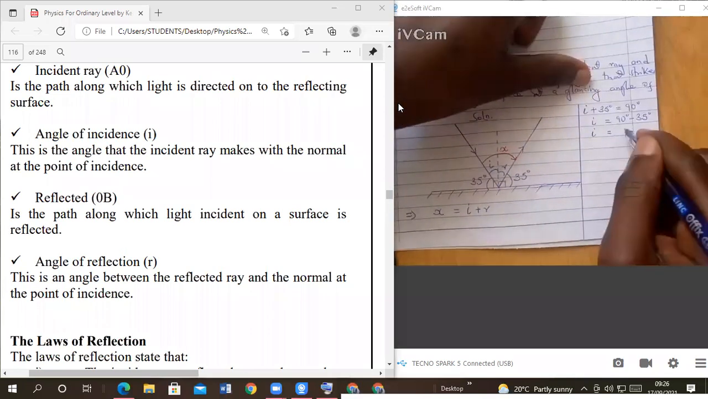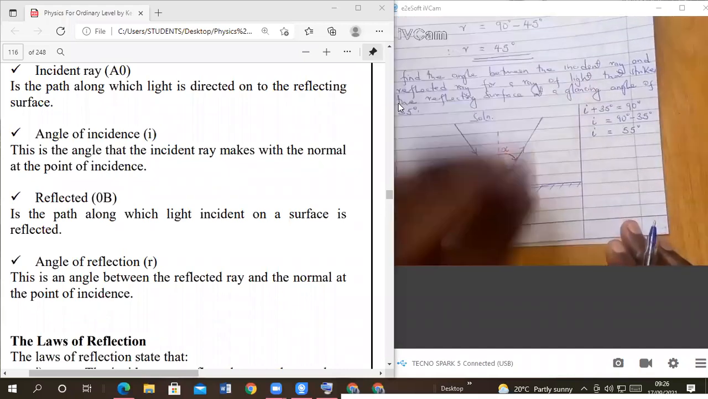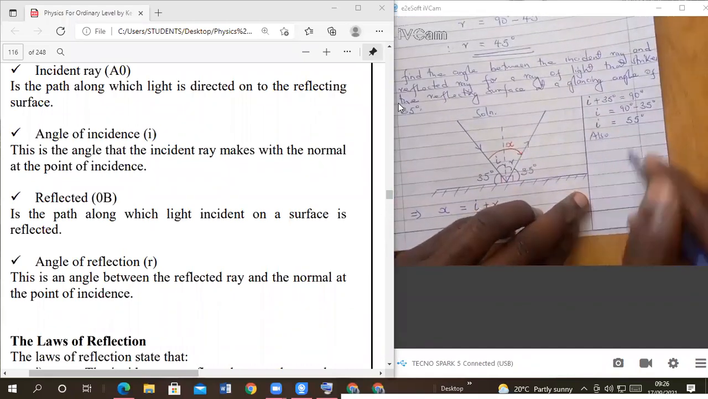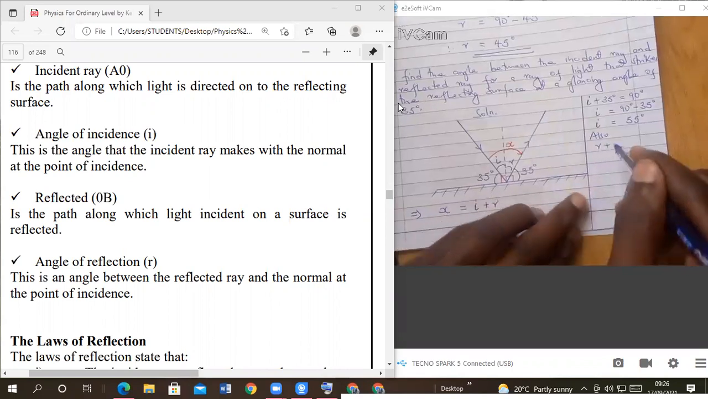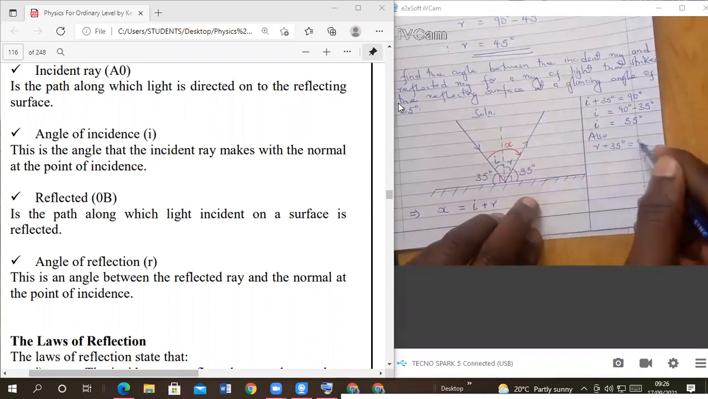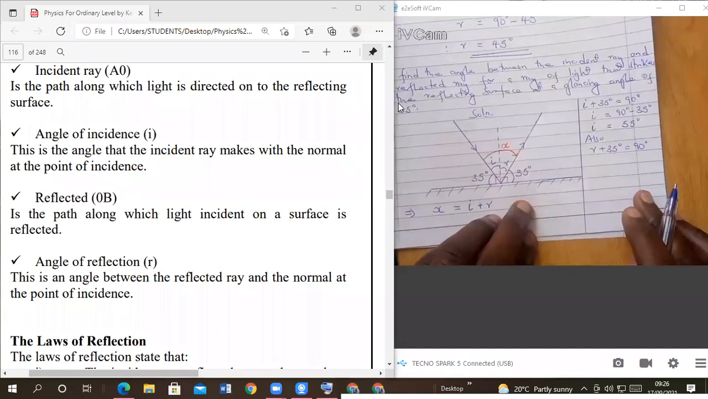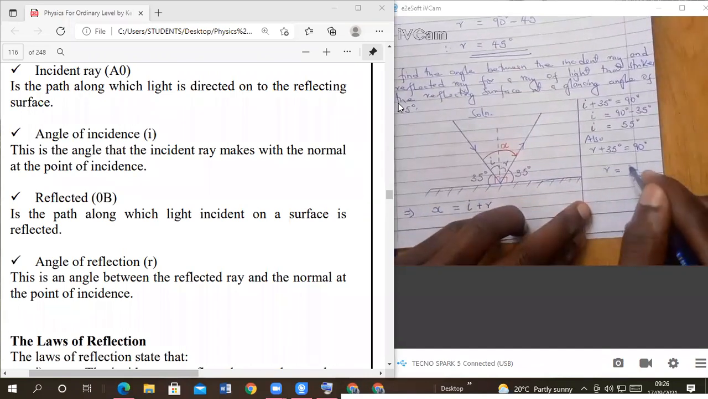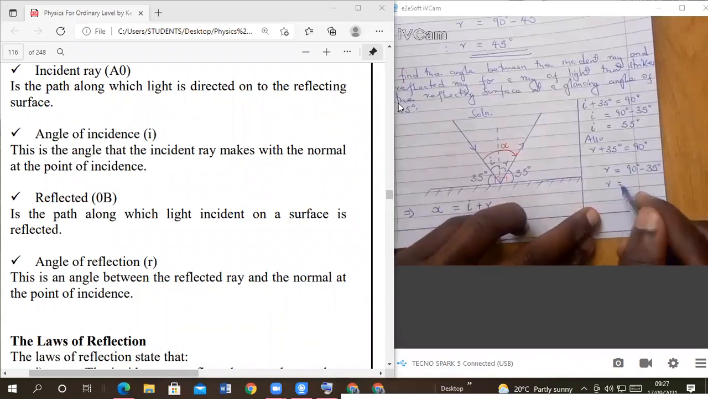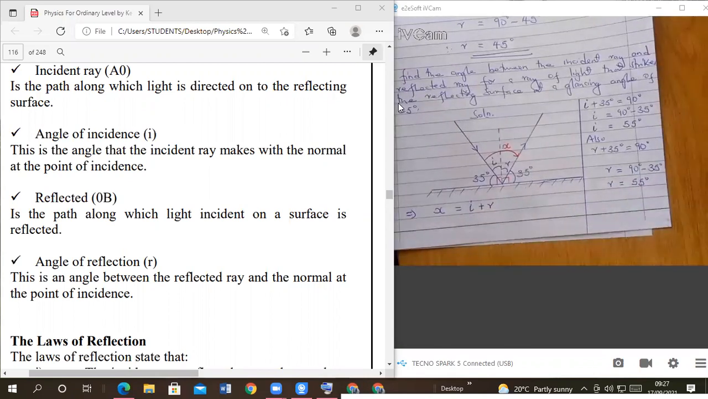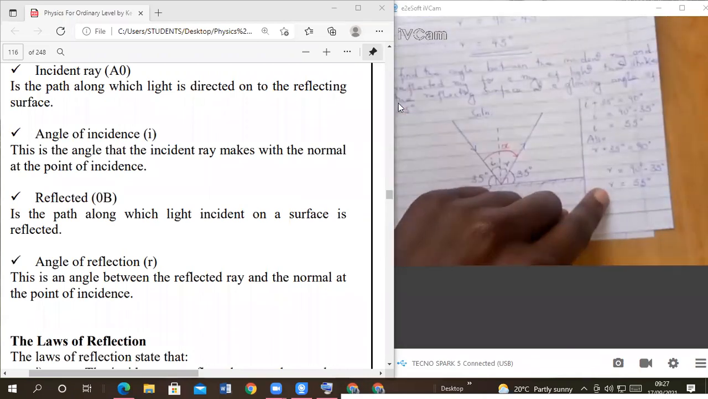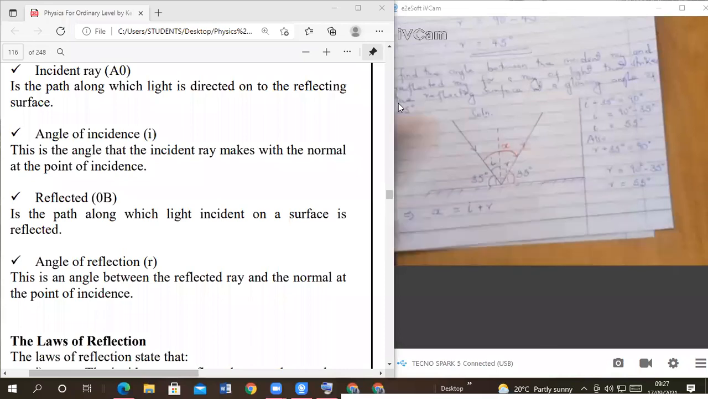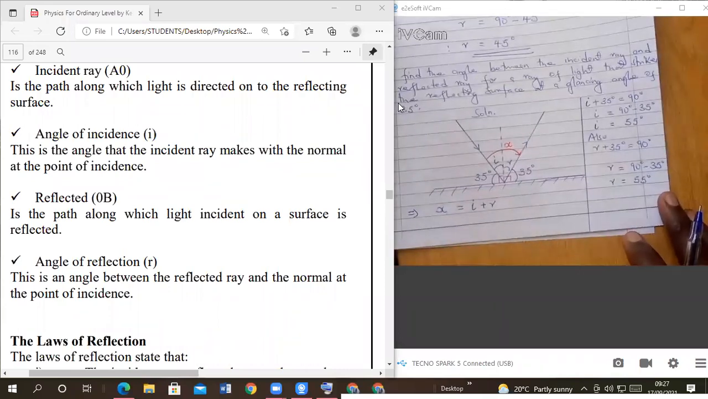55 degrees. Also, R plus 35 degrees must equal 90 degrees, which means our R is equal to 90 degrees minus 35 degrees. So our R is 55. What have you discovered, members? I is equal to R. Which means for a reflecting surface, the angle of incidence is equal to the angle of reflection.